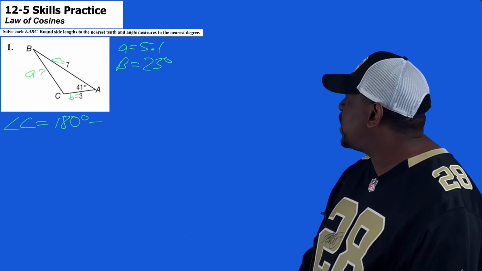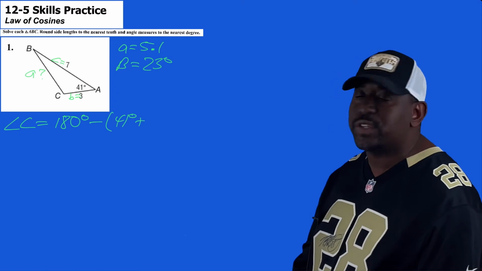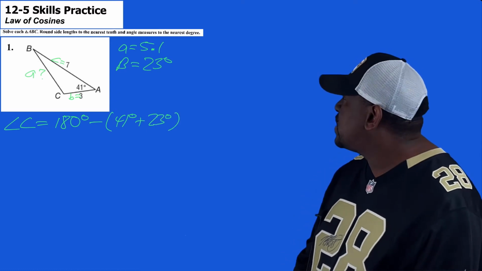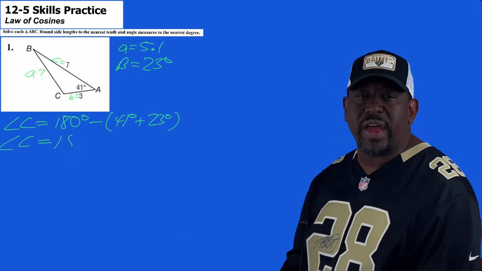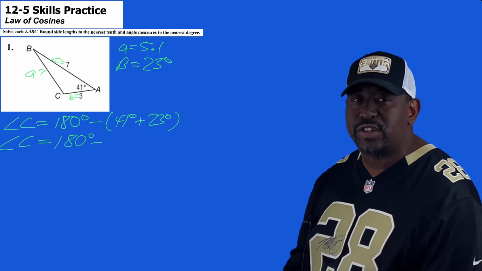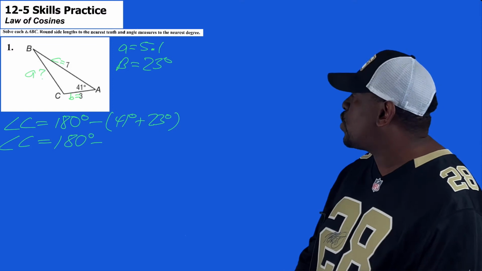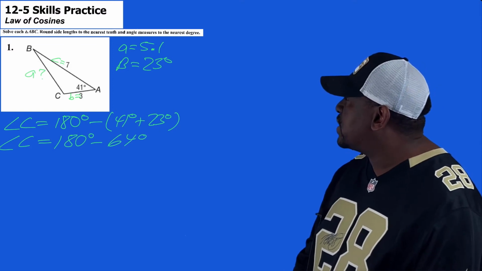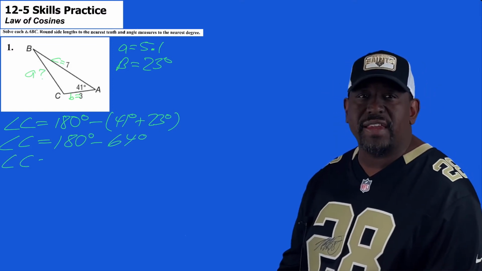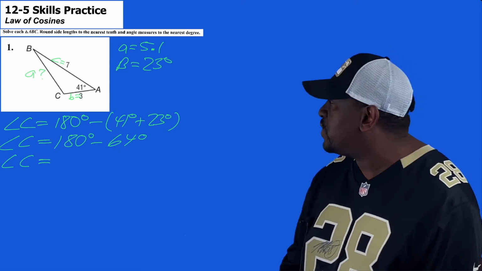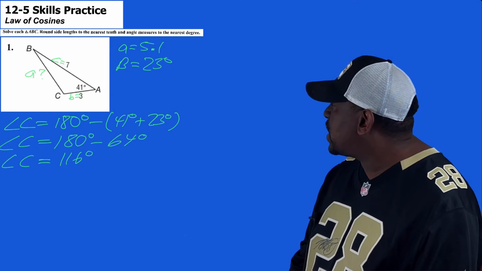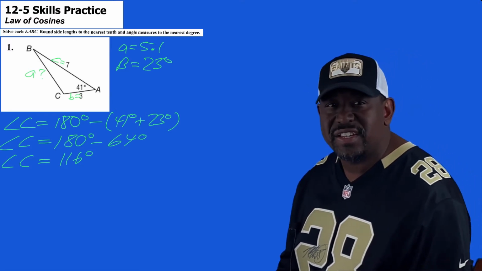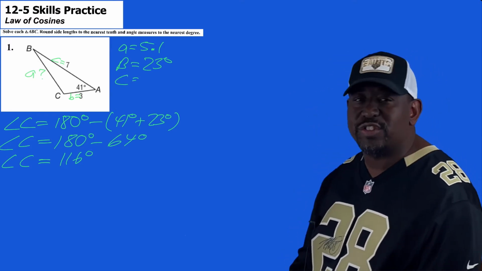Yes, so we have 180 degrees. We're going to add the sums of 41 degrees plus 23 degrees. That will give us a sum of 64 degrees. And so angle C is equal to 180 degrees minus 64 degrees. And get your calculators, and that will give us a value of angle C of, let's see if I can do that in my head, 116 degrees. NOLA Mathman beat me to it. I'm trying to do it in my head.